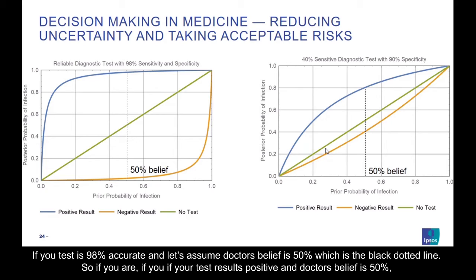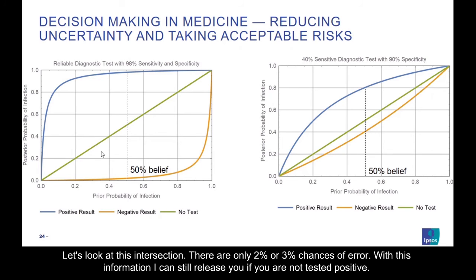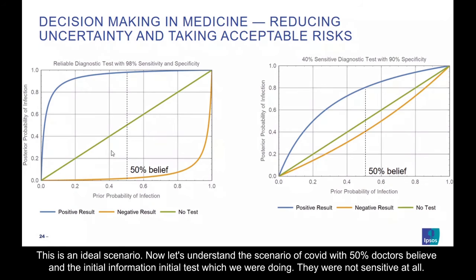And let's assume the doctor's belief is 50%, which is the black dotted line. So if your test result is positive and the doctor's belief is 50%, let's see the intersection of these two points. There are 99% chances you are infected and you will be quarantined, which is good information. And suppose you are tested negative, with the doctor's belief at 50%. Let's look at this intersection. There are only 2% or 3% chances of error. With this information, I can still release you if you are not tested positive. This is an ideal scenario.